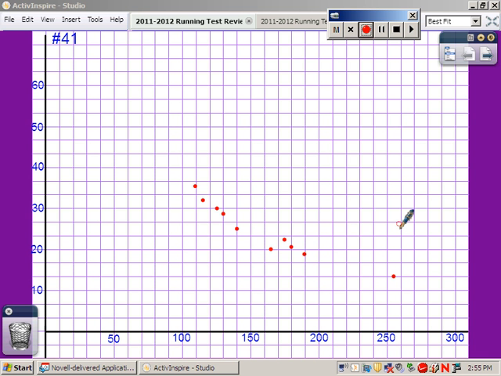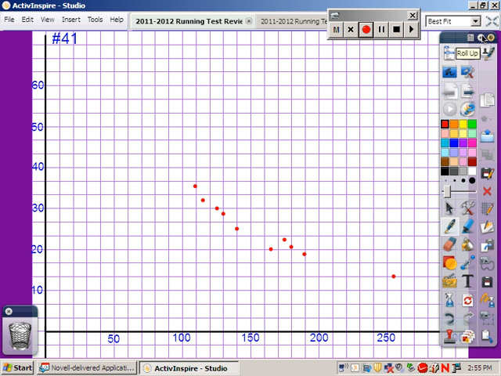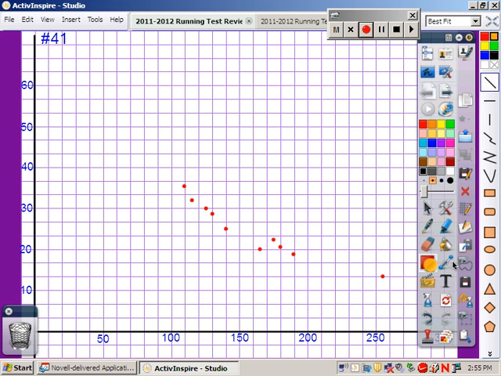Okay, this is the page 6 and 7 running test review. I've already drawn the scatter plot for your graph that you have to do. I'm assuming that you guys are going to be able to do that. So now my next step is probably going to be to draw in the best fit line. This will be part B.